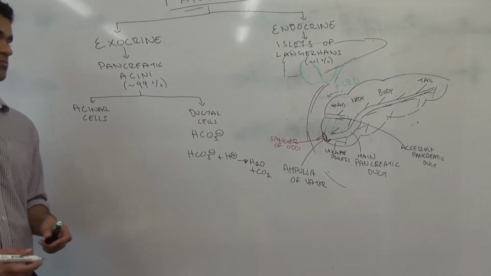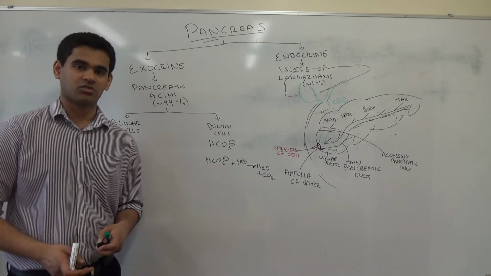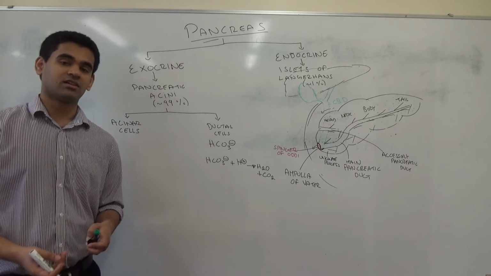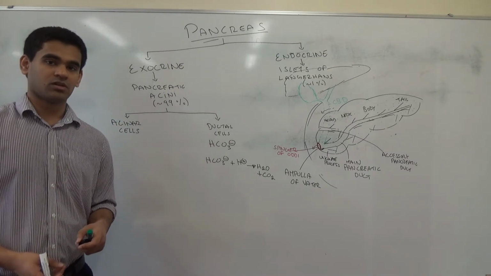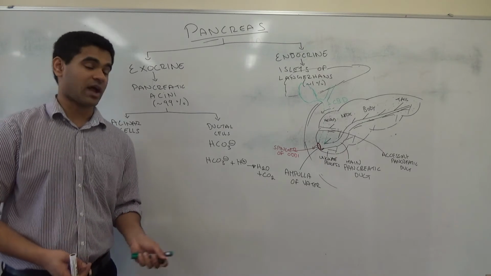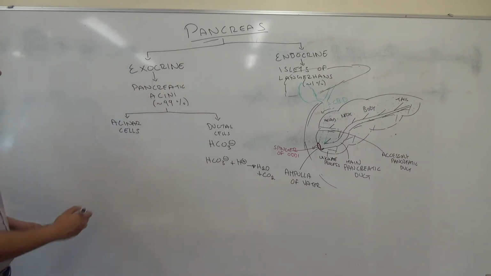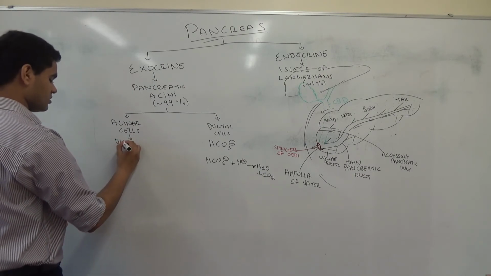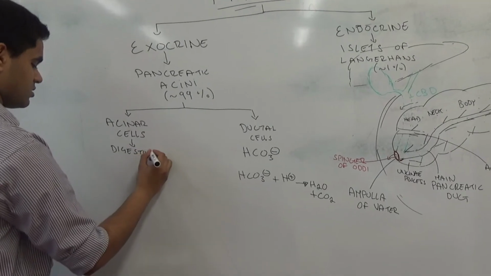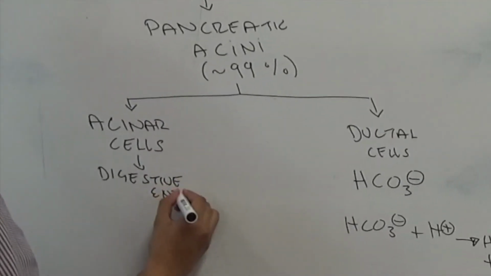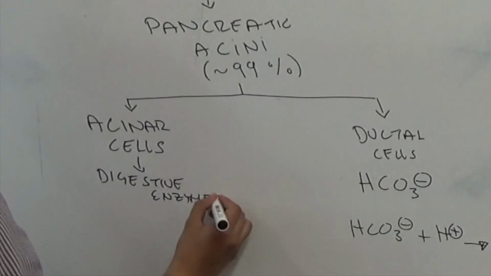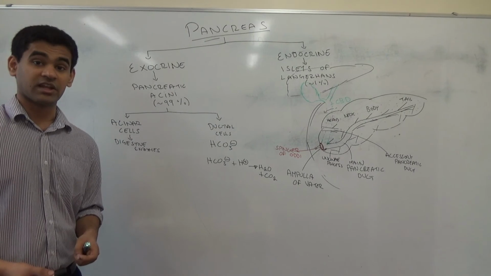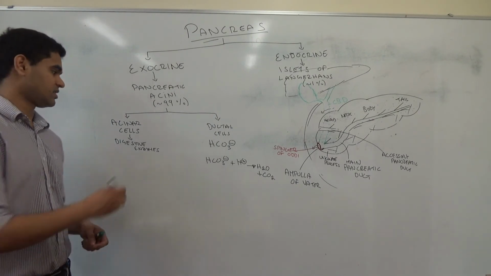And this brings the pH in the duodenum to around pH 7 or pH 8. And this alkaline pH, as I said, is the optimum pH for the action of pancreatic enzymes. These acinar cells, as I mentioned, are responsible for producing digestive enzymes. And let's briefly take a look at the digestive enzymes that are produced by these acinar cells.